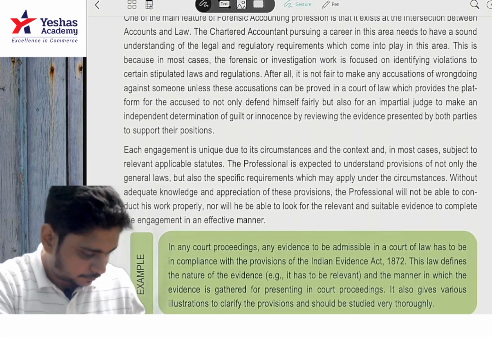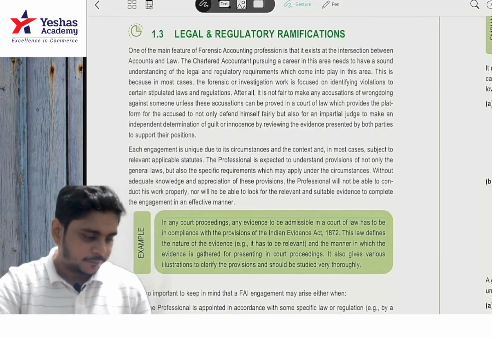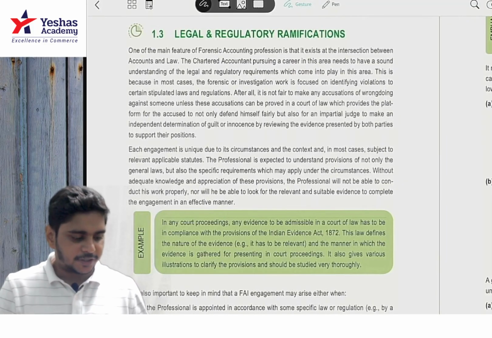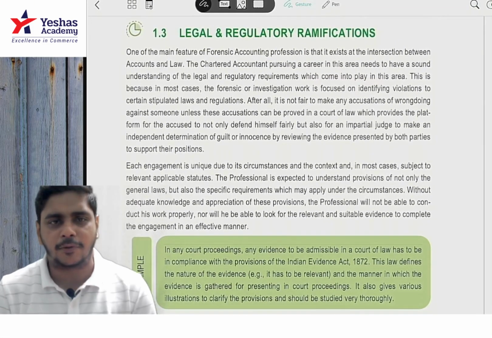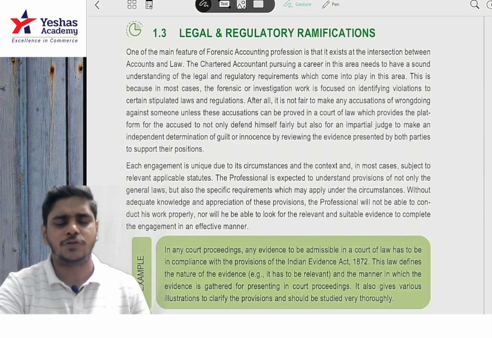Now, legal and regulatory ramifications. What are the legal and regulatory ramifications? Okay, that means rules basically.